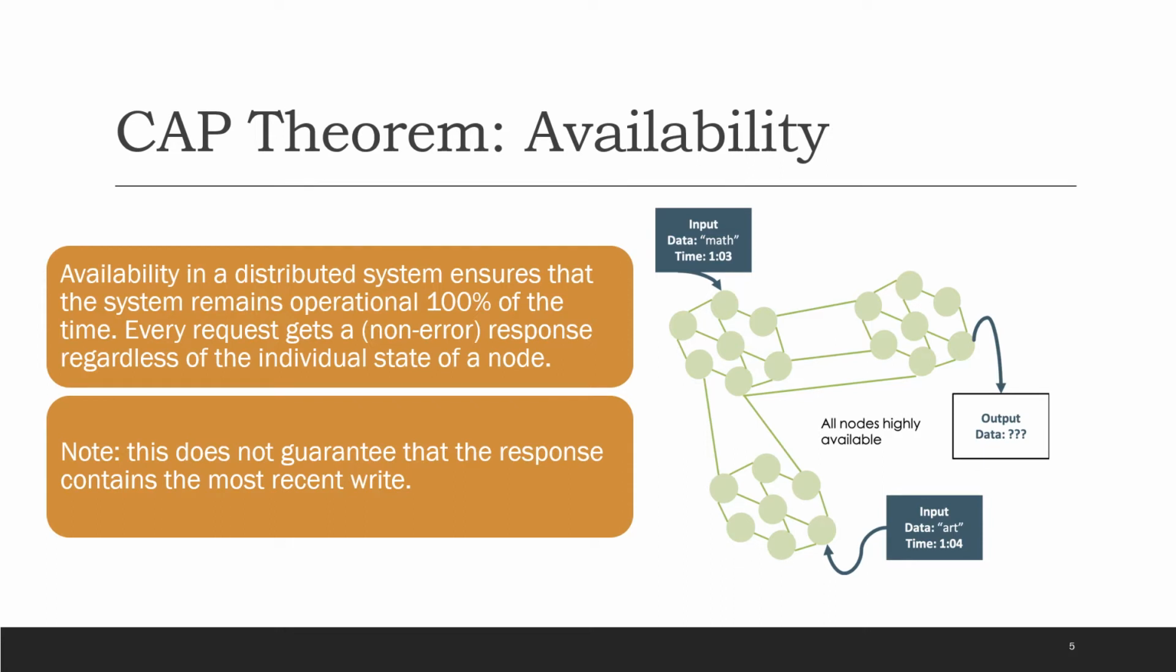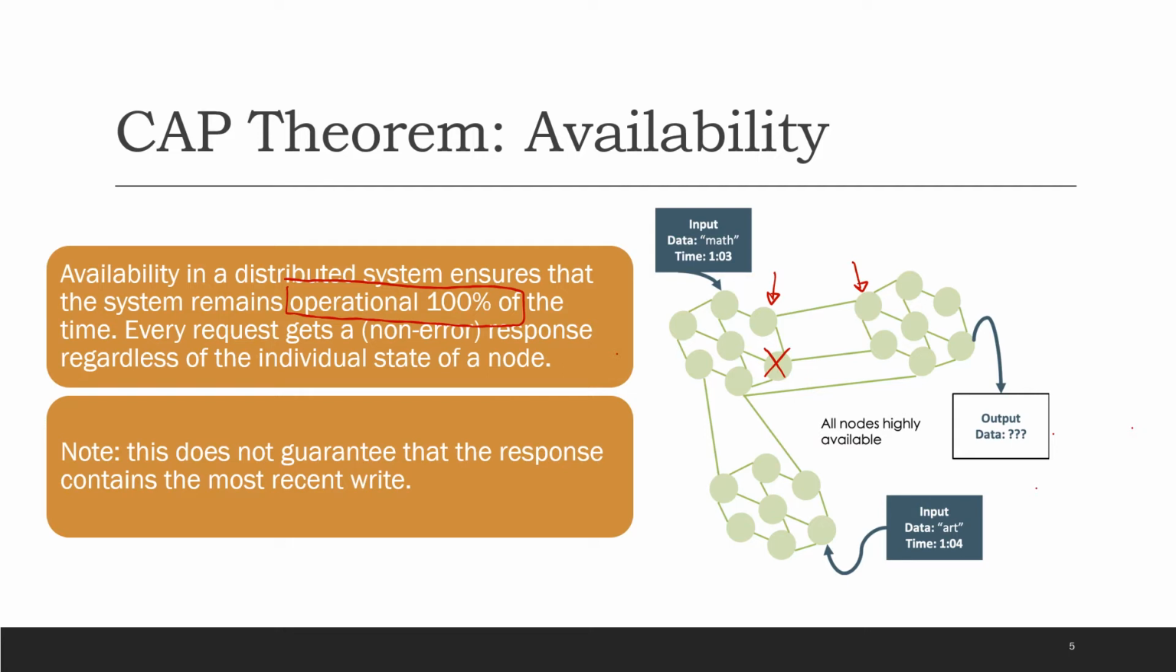Next, let's look at the availability property. Remember, within a distributed system, availability ensures that the system remains operational 100% of the time, meaning that whenever a user submits a request, the user should always get a response. It might happen that a single node may fail, but it should not prevent the other nodes from operating.